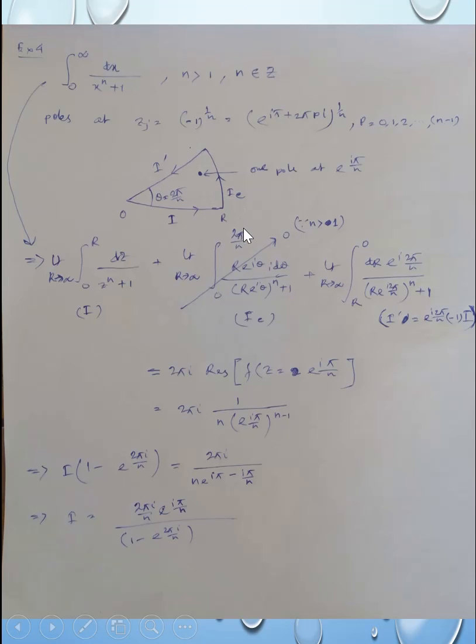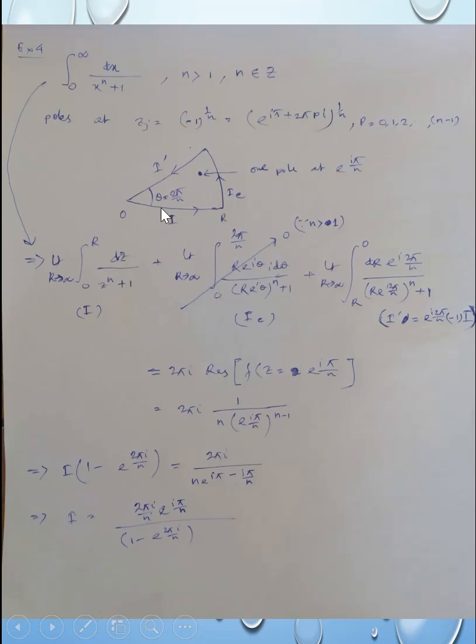So what is theta actually? Here you can see that the first pole is I pi by n, and the second pole is 3 I pi by n, right? So you are considering theta as 2 pi by n, so that just one pole is inside your contour.